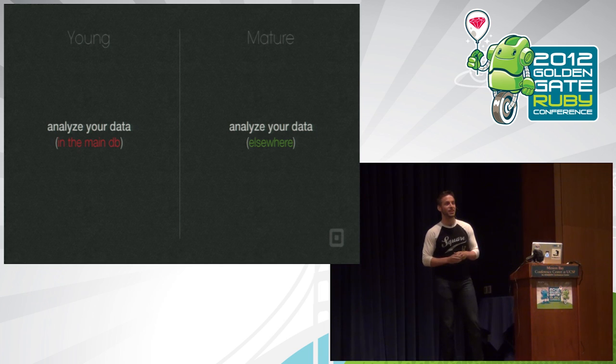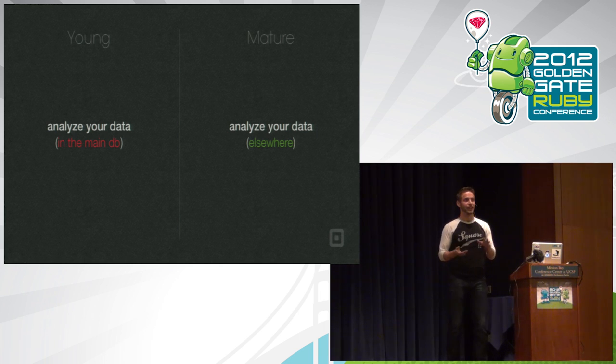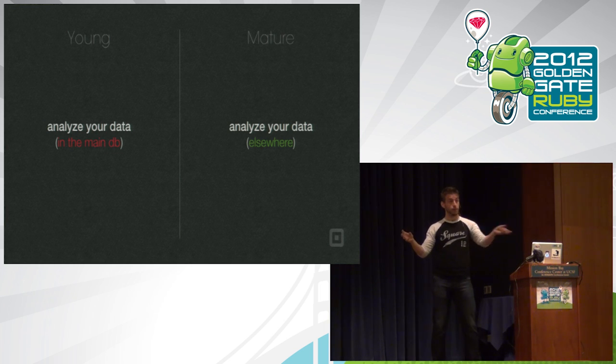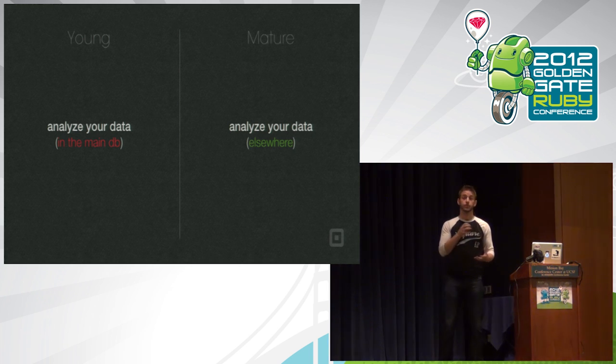The problem is that data is both in the wrong shape, because it's in a place that's designed for online transactional processing, so it's not sorted by day, for example, or grouped by day. It's also interfering with what's going on your site right now. So you should probably extract it somewhere else, either a replica that sends your data from the main database to another one, or ETL, which if you're not familiar, means extract, transform, and load.